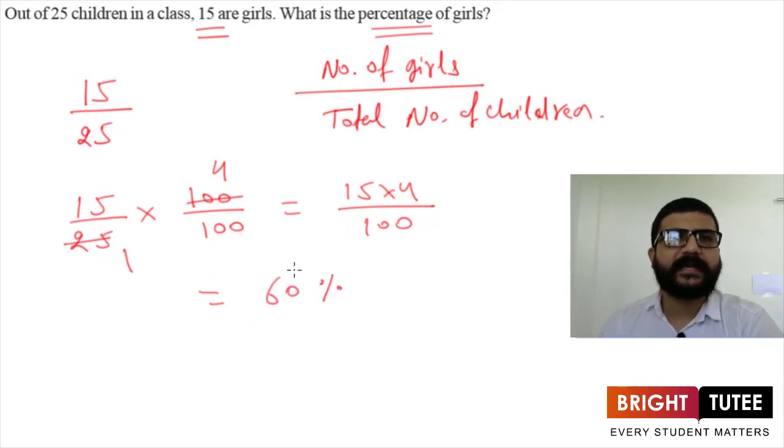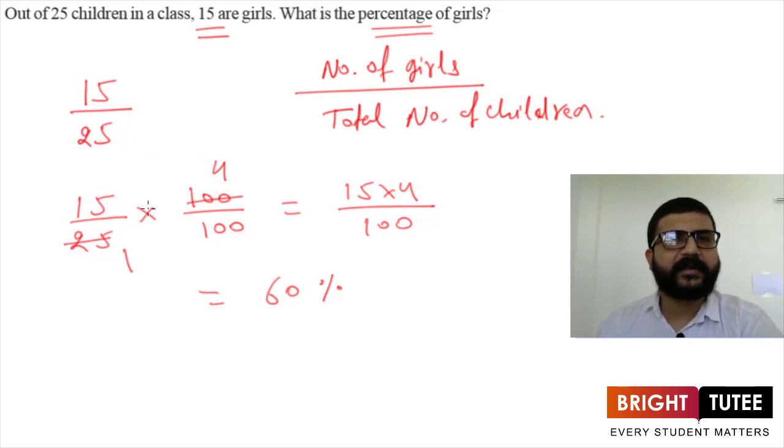So it means now we can say 60% of girls in a class are. So it means we can say that girls are 60% in a class, or we can say 60% of students are girls. This is how we can convert a fraction into percentage.